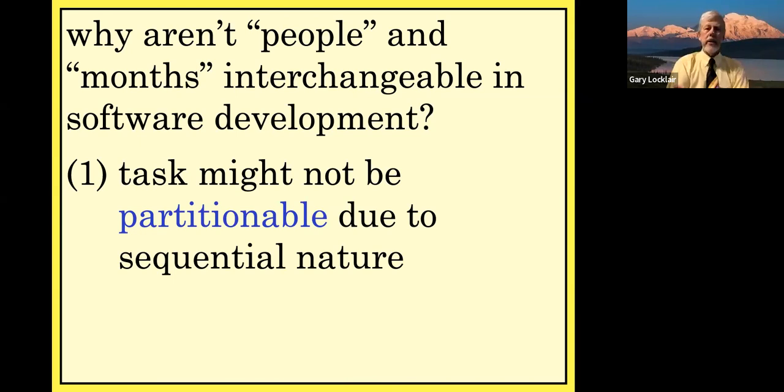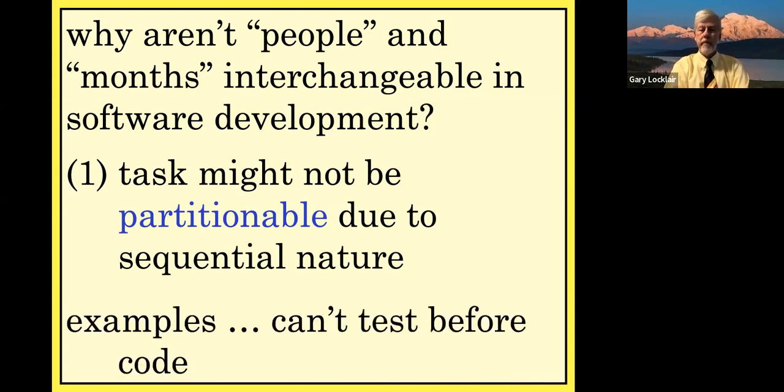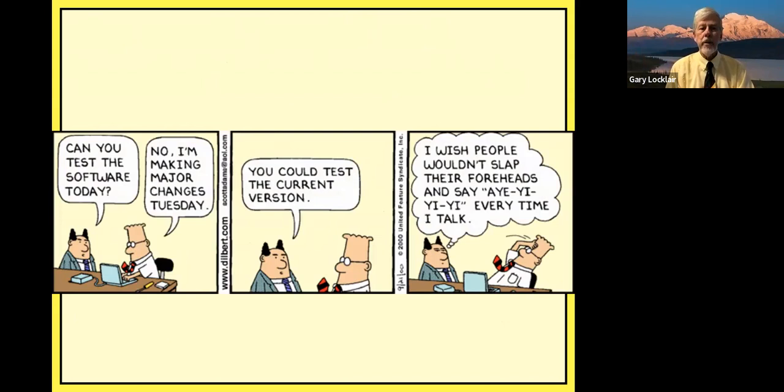A couple reasons that I think you can see with what you understand right now about coding and software engineering. The task of software development might not be partitionable due to its sequential nature. Can you test code at the same time that you're writing requirements for the problem? Not really. You can't test before you design. You can't test before you have the specs. You can't test before you do it. Some of these things are sequential. We can't say, okay, 6 software engineers, you do requirements, you do specs, you do design, you do standardization, okay, got 1 week, go do it. Doesn't work that way. Can you test the software today? No, I'm making major changes Tuesday. You could test the current version.